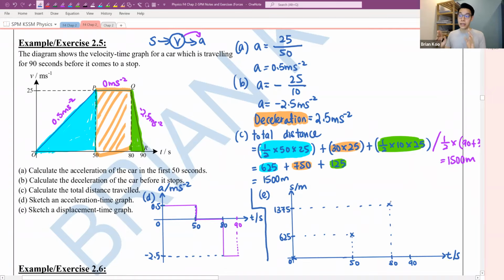Okay, so from 50 to 80, increased by 750 meters, the orange color one. The green color part, I'm referring to part C as well, is 125 meters. In that 10 seconds alone, although I know it's slowing down, it's still traveling a certain distance, it's going to move forward some more. At first you move forward 625 meters, continue move forward 750, then continue move forward 125 again. So 1375 plus 125. At last, you will reach the furthest distance of 1,500.